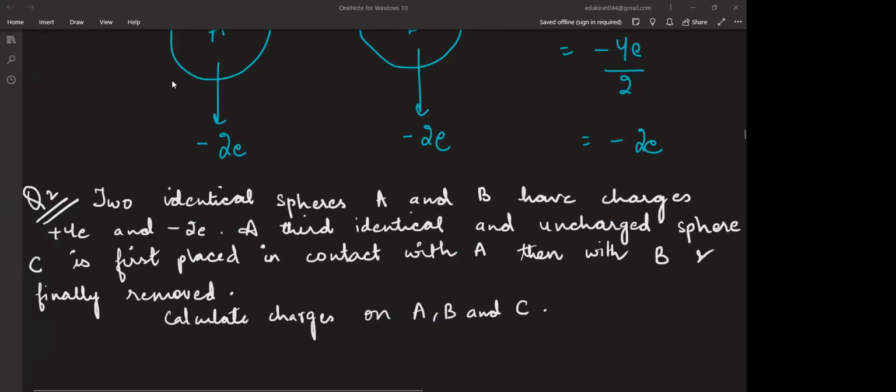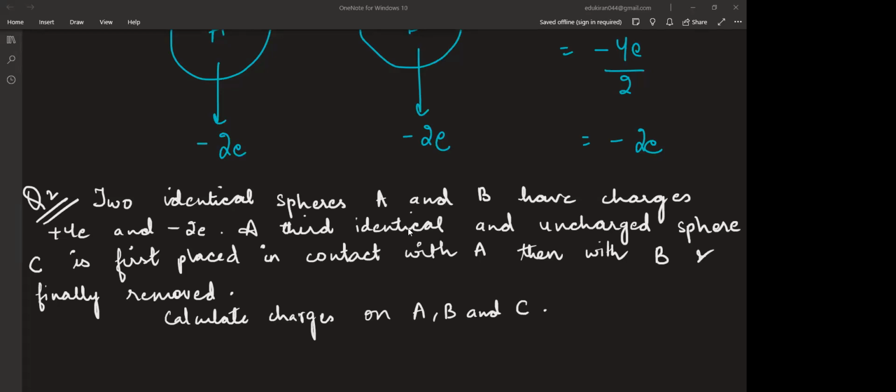Okay, in this question, all of you tell me in the chat column what will be the charge on A, B, and C. A and B have charges, and a third identical uncharged sphere is first placed in contact with A, then with B.